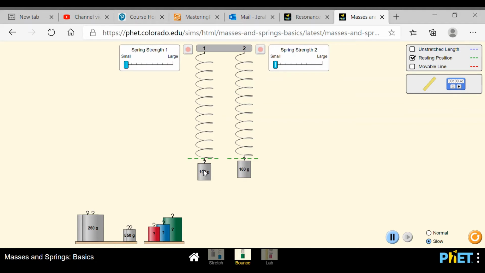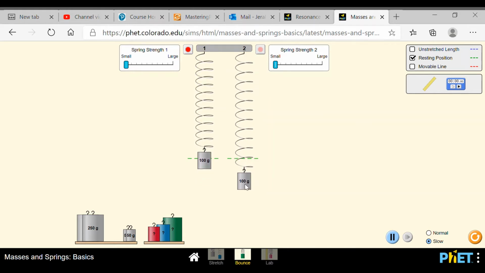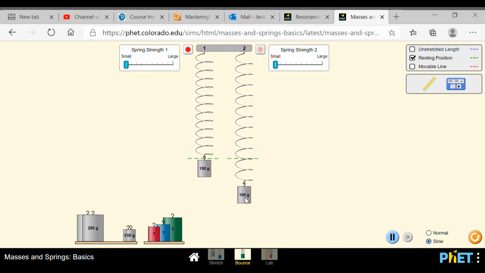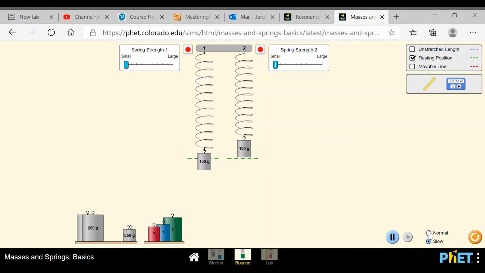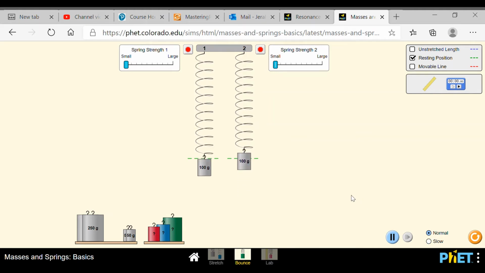I'm going to take the one on the left and give it a very small amplitude. I'm just going to pull it down a little bit and let it go and get it started. Now this one over here, I'm going to pull it down quite a bit more. And I'm going to wait till they're right at the same point and I'm going to release it. So let me go to the normal speed now and let's watch these things bounce back and forth.